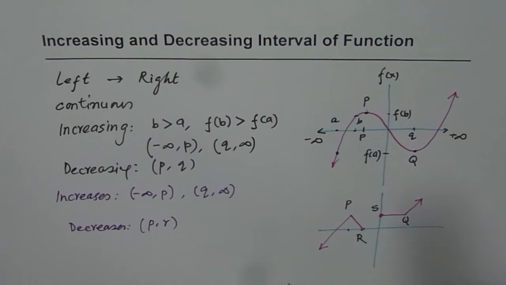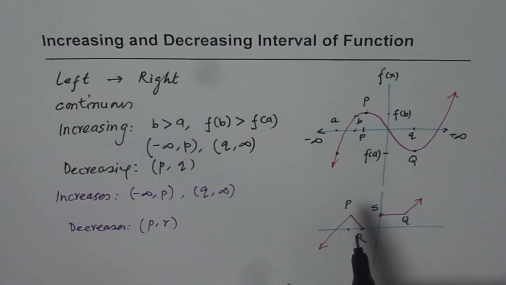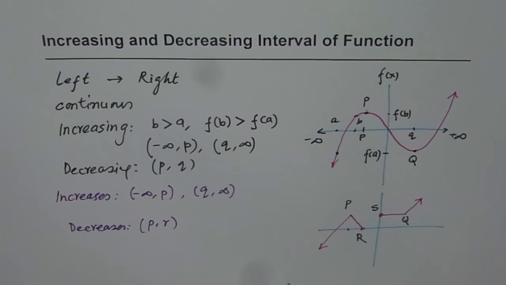Remember, whenever you're looking at a function, see from left to right. So if you see from left to right and mark the points where we have turning points in the function, then it's kind of easier to find out increasing and decreasing interval of any given function.